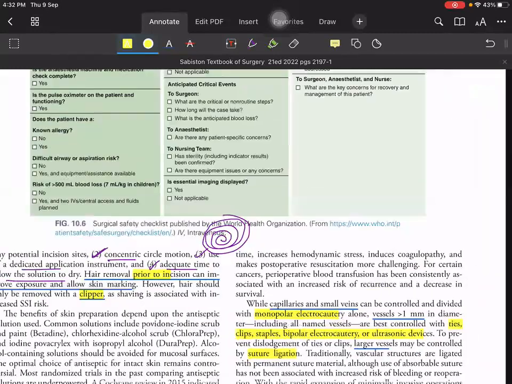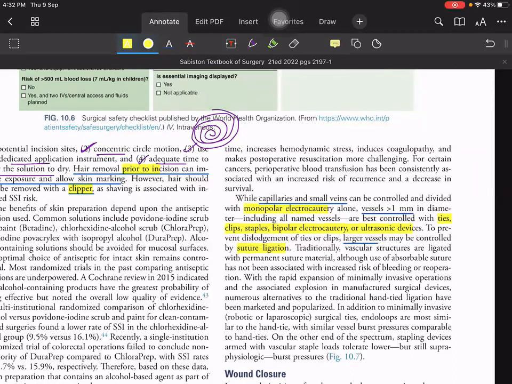Hemostasis, they are telling the hemostasis. They are telling when to use monopolar cautery. Suppose a vessel is bleeding. So this is a nice MCQ. When to use monopolar cautery, when to tie, clip, staple, or use bipolar cautery or an ultrasonic device, and when to go for suture ligation. Suture ligation also you could do for certain conditions.